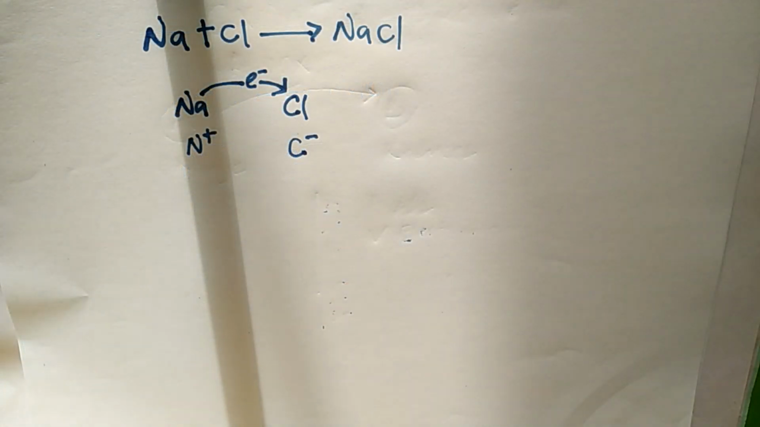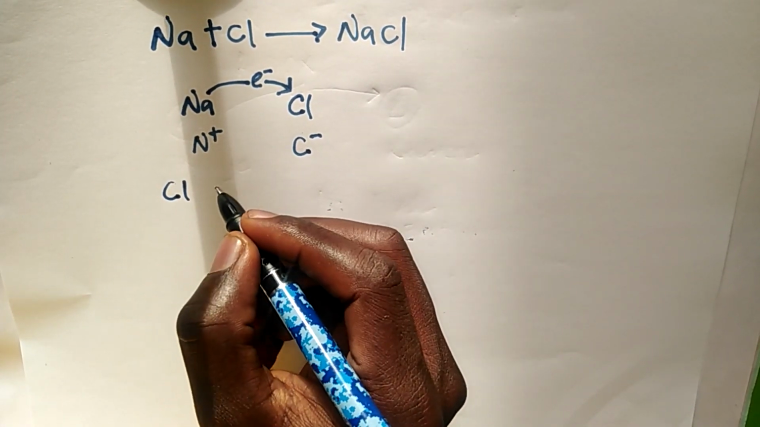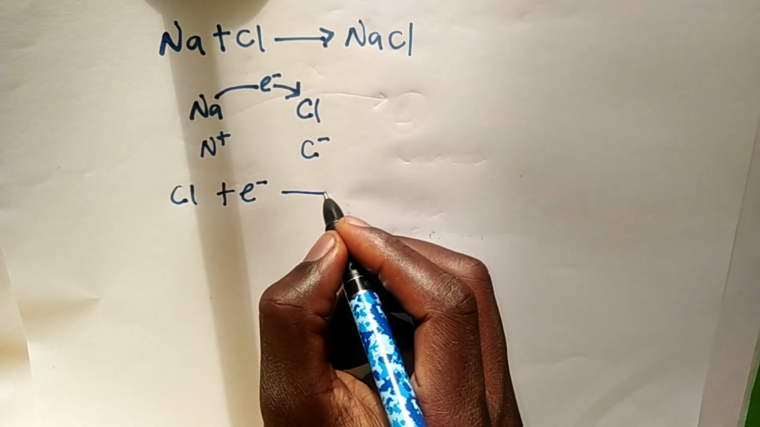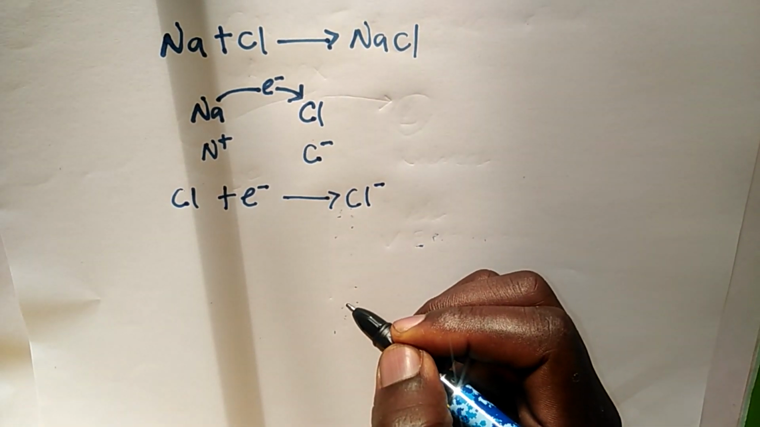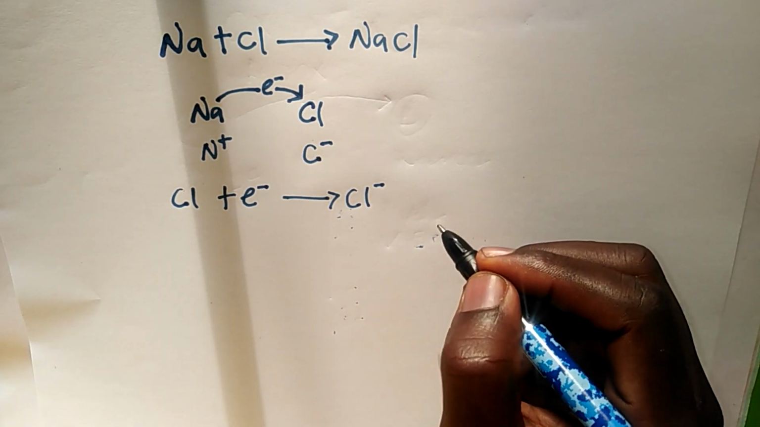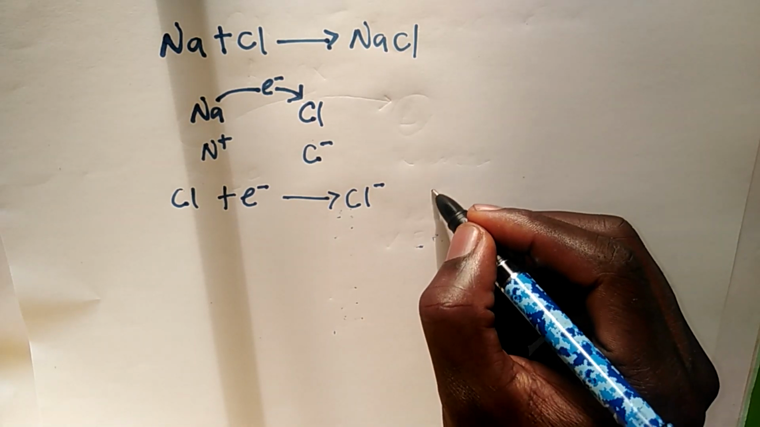So, now let's write down an equation that shows oxidation and reduction. For the aspect of reduction, we say chlorine, you add it with an electron because it's gaining an electron. Therefore, what you have will be chlorine with a negative charge. That is for reduction. Now, for oxidation, we can say sodium.